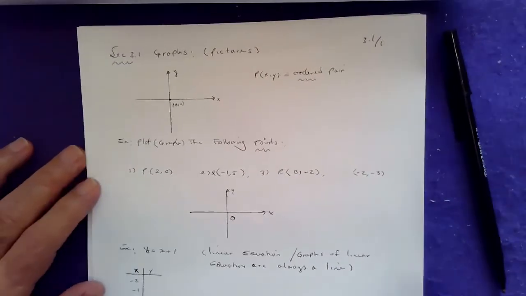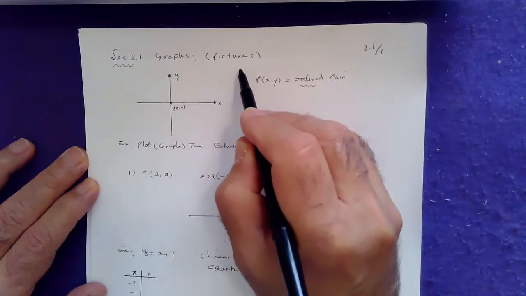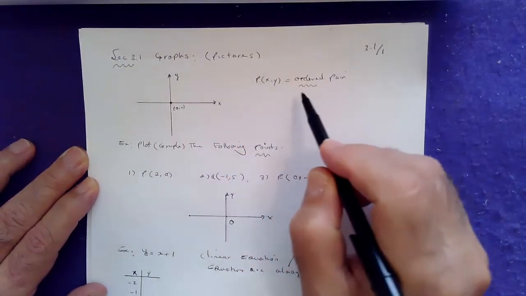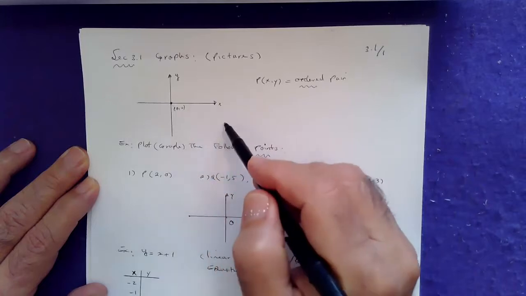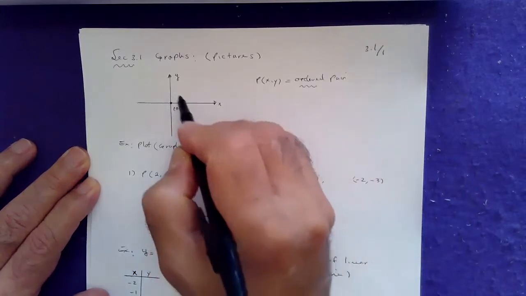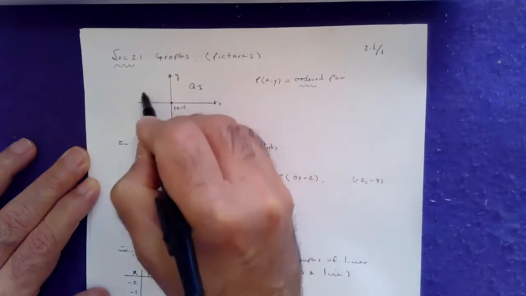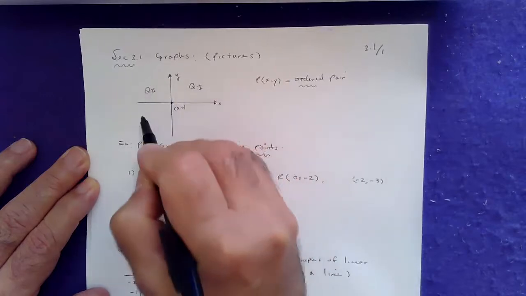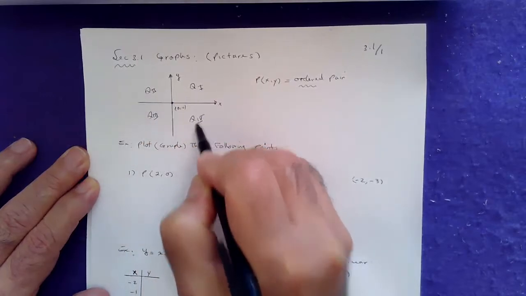Section 3.1, Graphs. Graphs are like pictures of equations. Because we're dealing with equations in two variables, we need x and y axes. Remember, the x and y axes divide the paper into 4 quadrants: quadrant 1, quadrant 2, quadrant 3, and quadrant 4, correct?